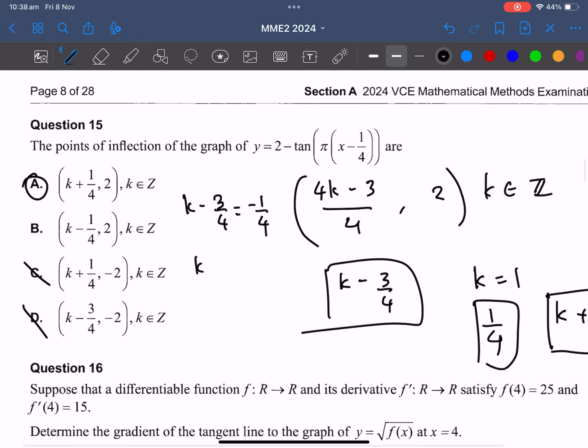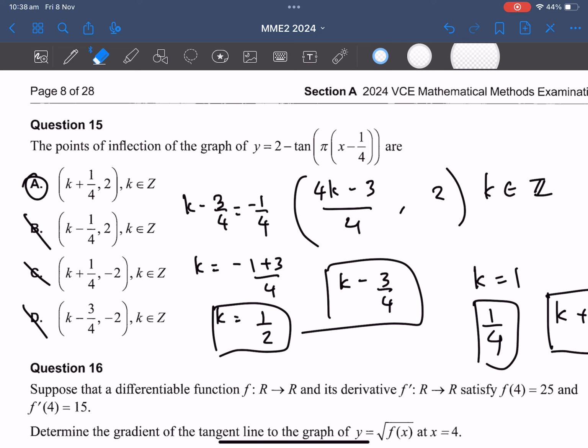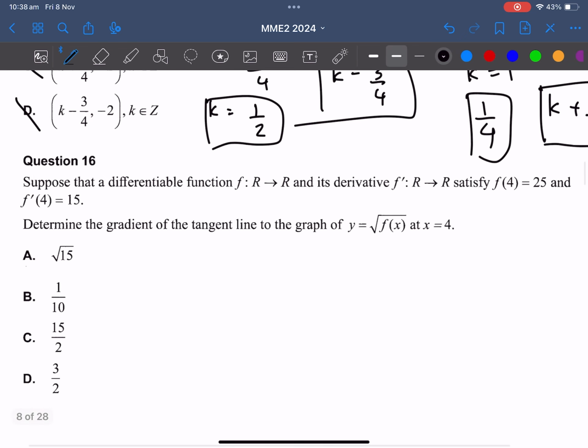So we'll get k is equal to minus 1 plus 3 on 4, which is k is equal to minus 1 on 2, basically. So now k can't be 1 on 2 because it's an integer. So our answer is definitely going to be A here. Hopefully that made sense. Okay.